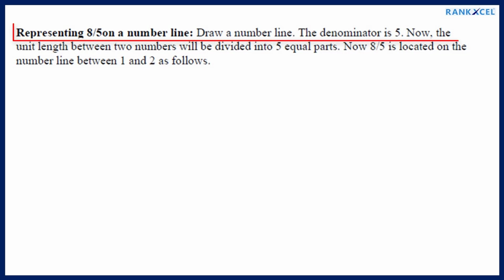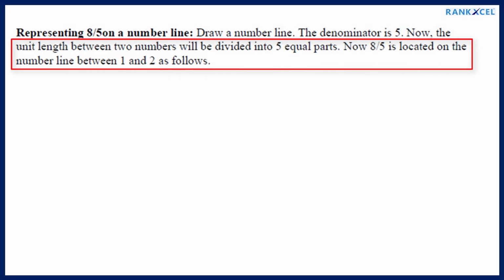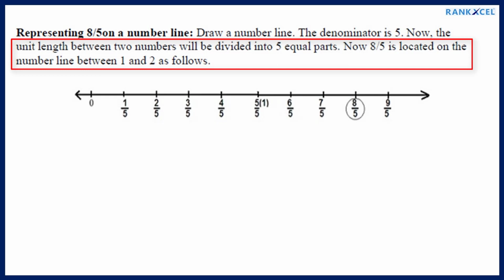Representing 8/5 on a number line. Draw a number line. The denominator is 5. Now, the unit length between two numbers will be divided into 5 equal parts. Now 8/5 is located on the number line between 1 and 2 as follows.